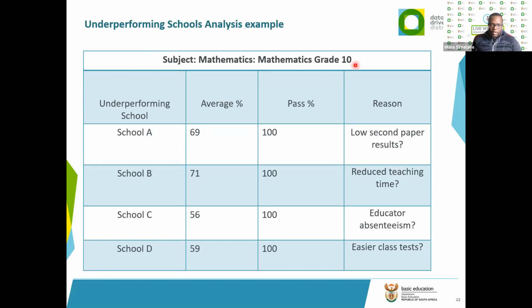I'm able to put together a report that's similar to this, or a table similar to this. What this table will do for you is show you the schools that are bottom performing, their names. It will talk to you about the average, that is the symbol that is being performed in for the subject. And then it will show you the pass percentage to say how many learners are passing.